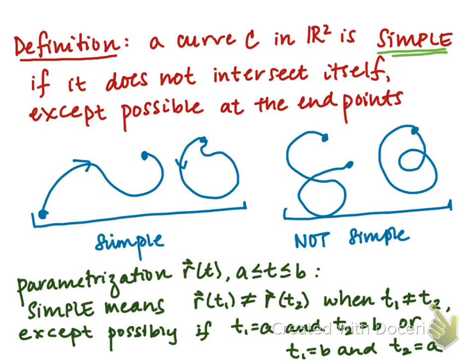Okay, one more term, a simple closed curve. We've talked about closed curves before. A simple closed curve is one that is both simple and closed. So this would be simple closed. And this would be not simple closed. What we're going to be looking at right now is simple closed curves. And I'm just going to state one more theorem, which is the Jordan curve theorem.